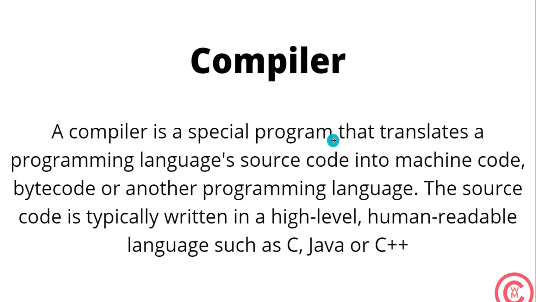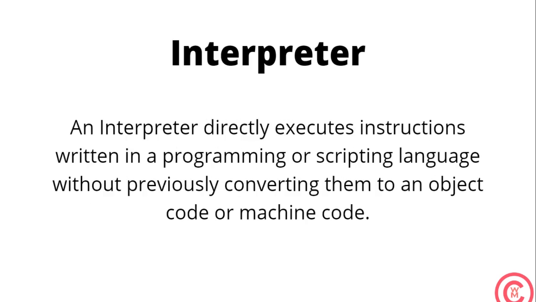A compiler is a special program that translates a programming language's source code into machine code, bytecode or another programming language. The source code is typically written in a high level human readable language such as C, Java, C++. So the compiler is a program which can change the whole file to an object file as machine code, zeros and ones, and then run the code so that the processor can understand what instruction is given and executes it. So it is usable for high level languages. So now check it. Interpreter.